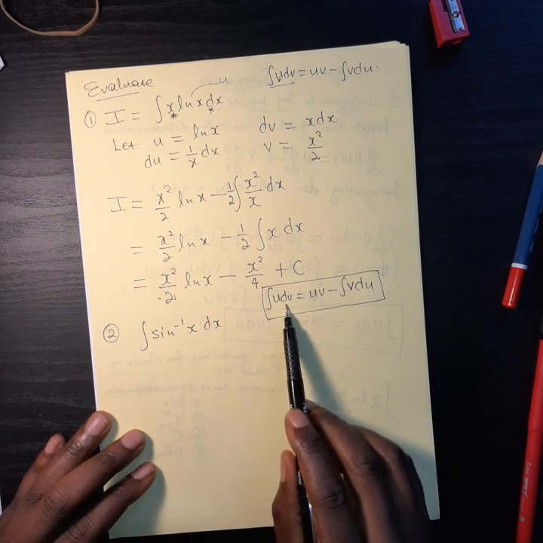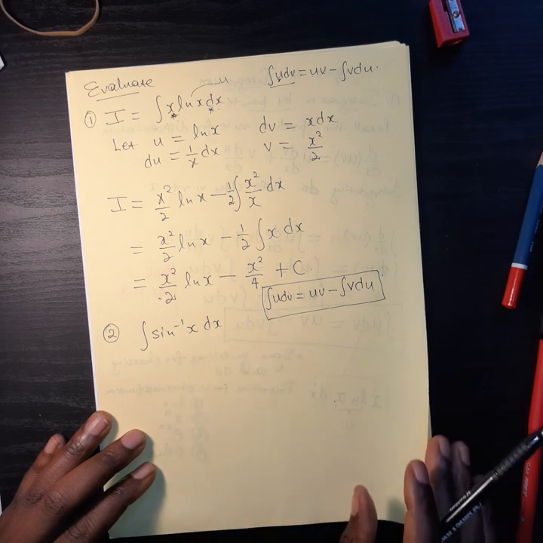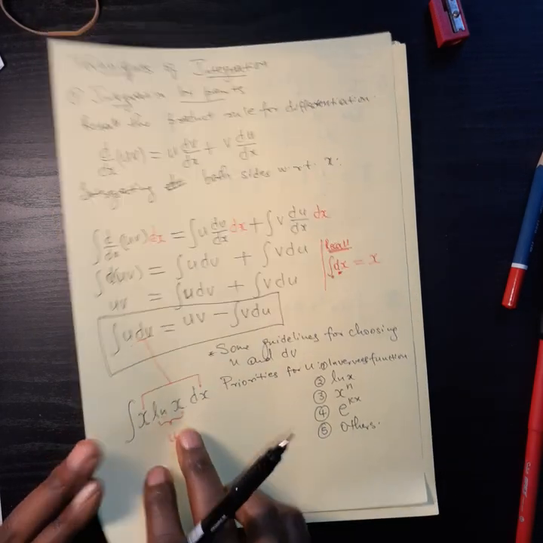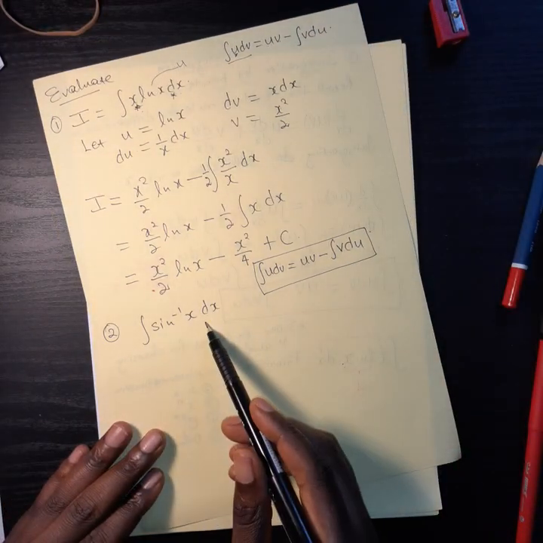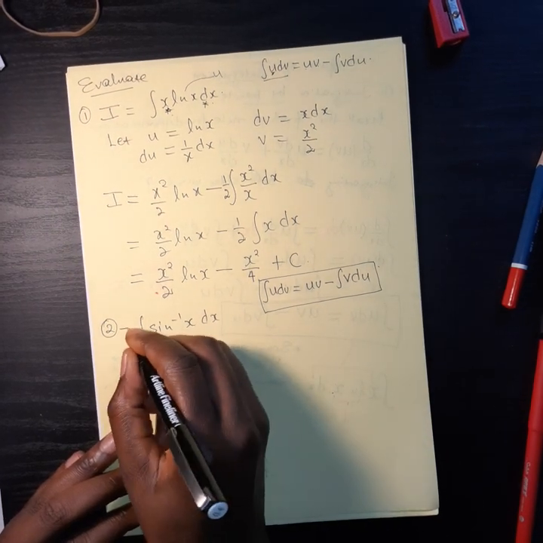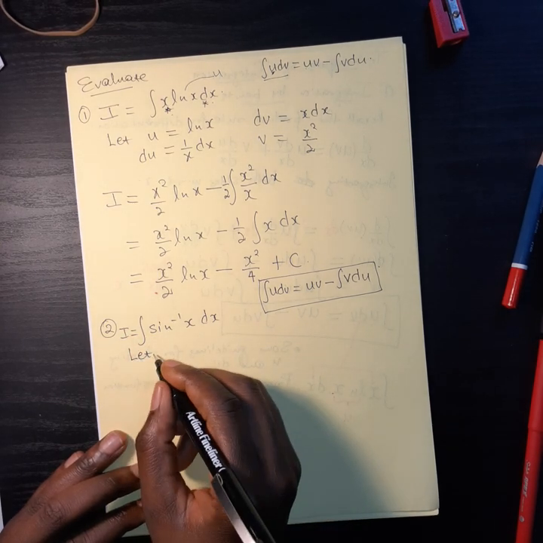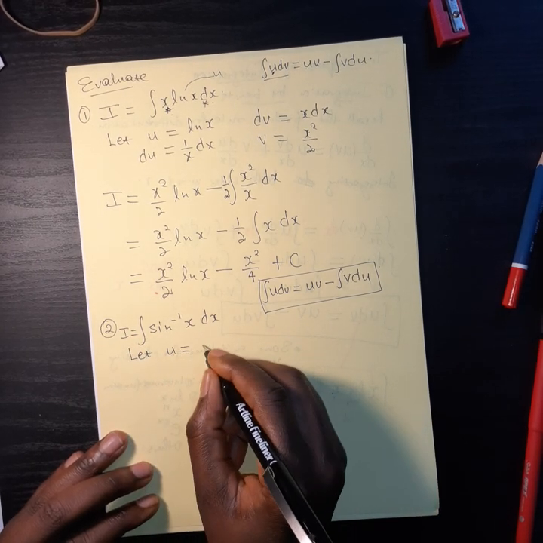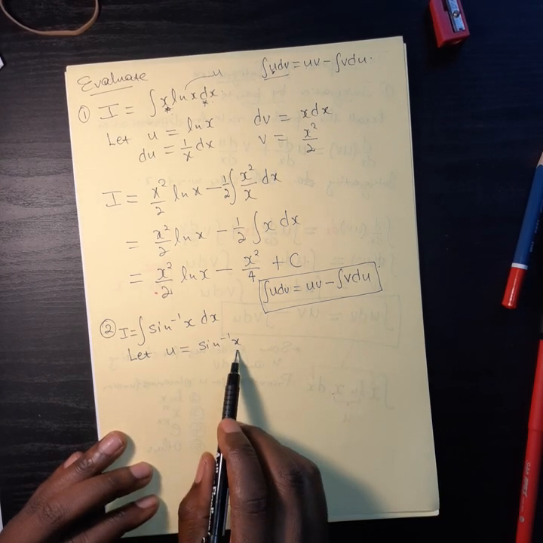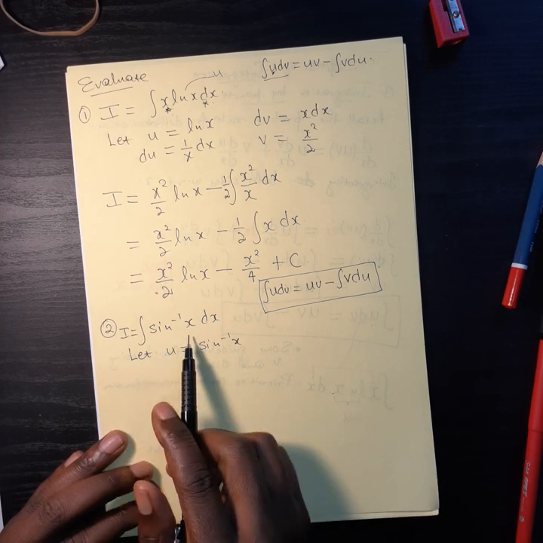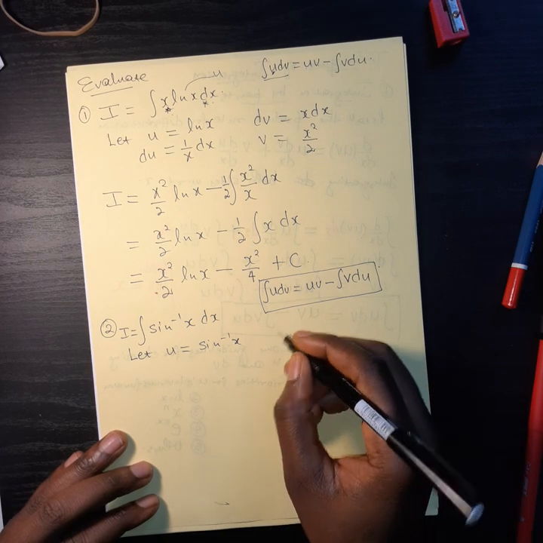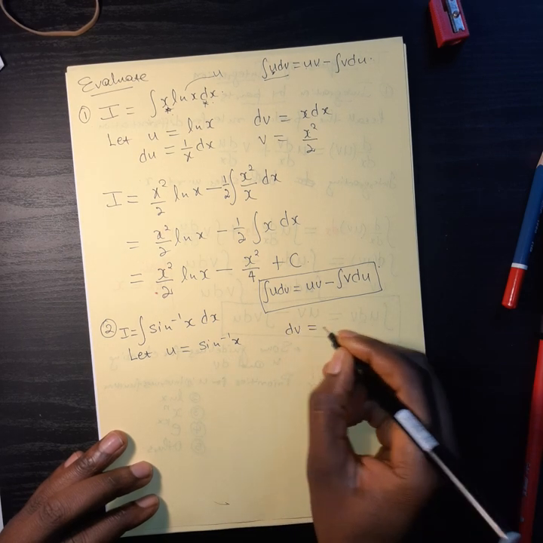We look at what we have here. So we must have our u. And according to our guidelines, inverse functions have priority to be called u. Let us put an I there. Then let u be equal to the arc sine of x, because we know how to differentiate arc sine of x, but we do not know how to integrate it. That is why we are integrating that one here. So this is your u, and then your dv will be the remaining part.